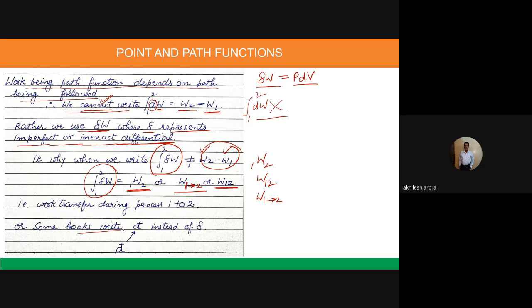Some books also write D with a cut mark over it. So this also is an imperfect differential. If I am writing D with a cut mark here, it is once again representing imperfect or inexact differential. So this is a correct notation. Whether I write this or I write delta W, both these are correct.